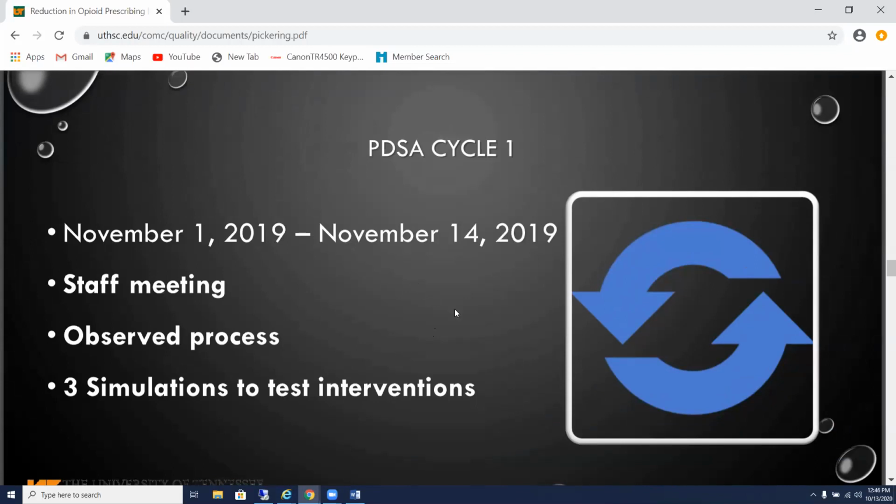So for our first PDSA cycle, as y'all previously discussed, Plan, Do, Study, Act, we did that in November of 2019. We had a very helpful and collaborative staff meeting where we talked to the scrub techs, the lab manager, the nurse manager, and both attending surgeons and surgery residents. We observed the entire process of the lab result. We were able to come up with a total of 72 steps that it takes just to get this lab result back. And we also did 3 simulations to test the interventions that we discussed at our staff meeting.